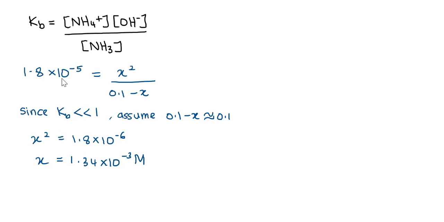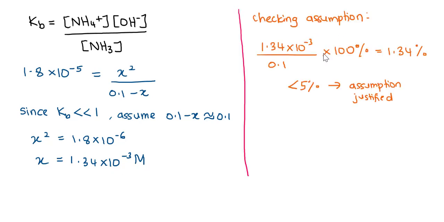Since Kb is very small, we are going to assume that 0.1 minus x approaches 0.1. Thus, x is equal to 1.34 times 10 to the power of minus 3 molar. Check our assumption by using the percentage dissociation of the base, which is x divided by the initial concentration of the base times 100%. The percentage dissociation is less than 5%, thus our assumption is justified.